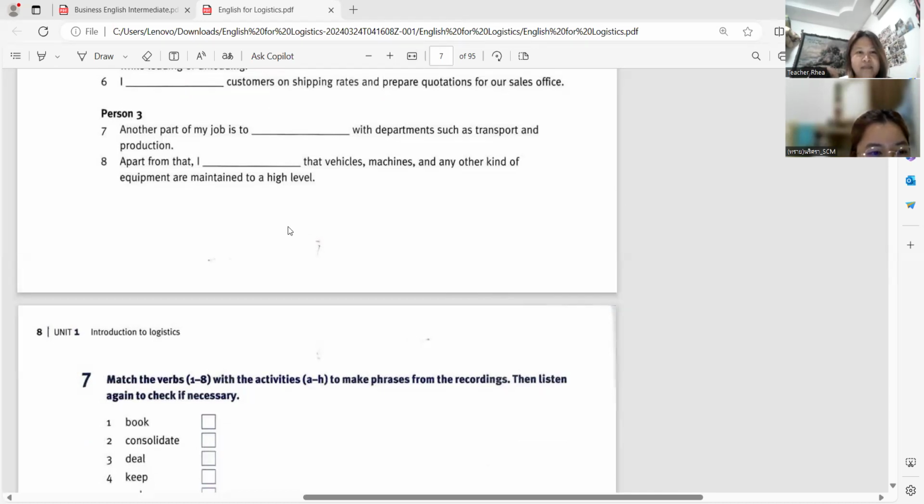Generally, my job is to know where every piece of stock is at any given moment. When new goods arrive, I check where to put them in the warehouse. For all this, I use modern computer systems and sophisticated hardware and software. Our warehouse management system helps us store and retrieve the goods quickly. Another part of my job is to liaise with departments such as transport and production.